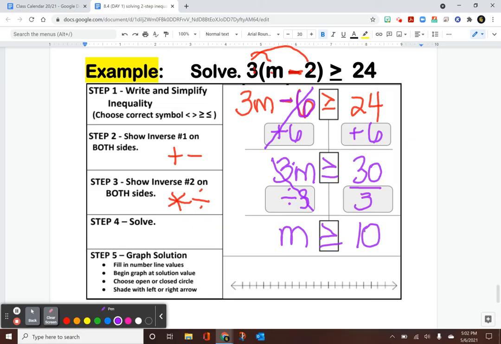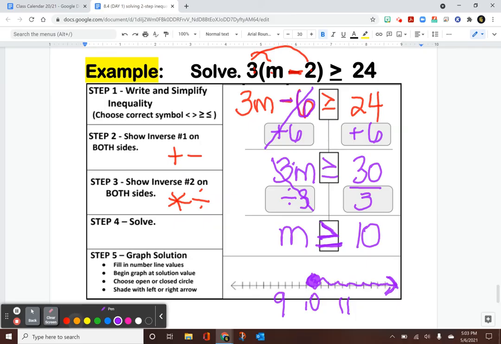Now I'm going to graph my solution set, all numbers greater than or equal to 10. So I need the number 10 and a few values around it. I'm going to choose the 10. I'm going to close the circle in because the answer could be equal to 10. Otherwise, if it's not equal to 10, we know it's greater than 10. All these numbers to the right are greater than 10.